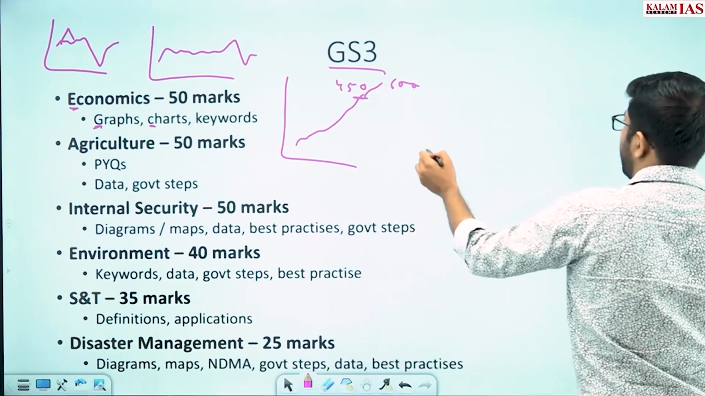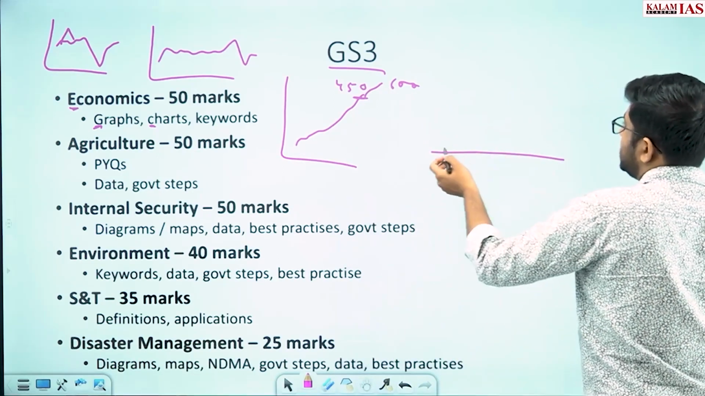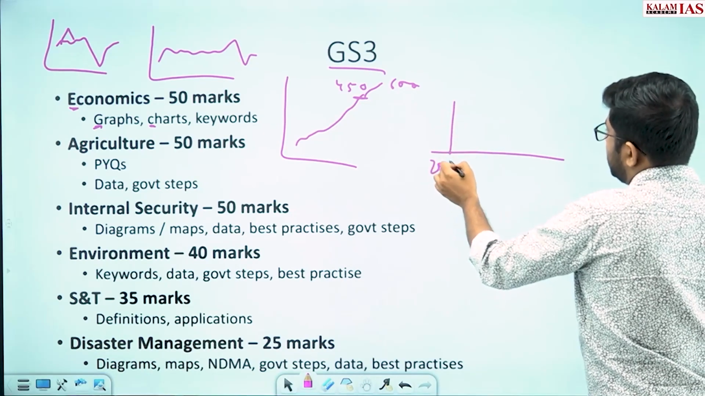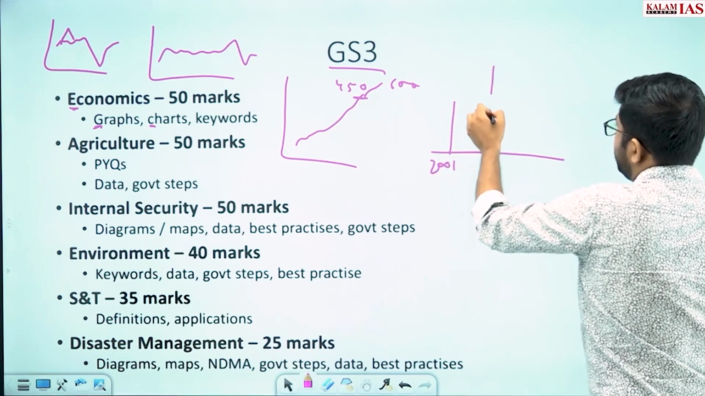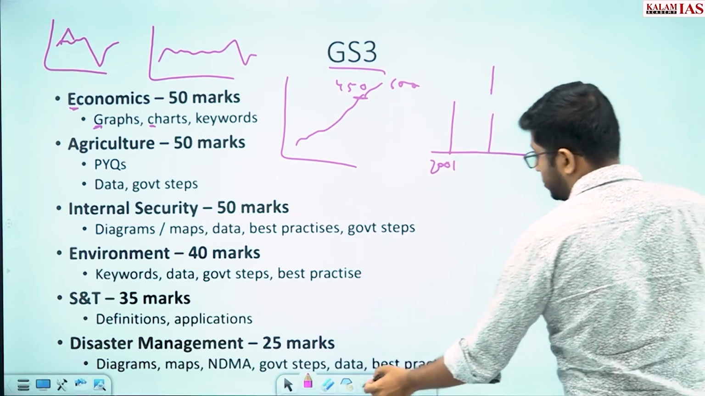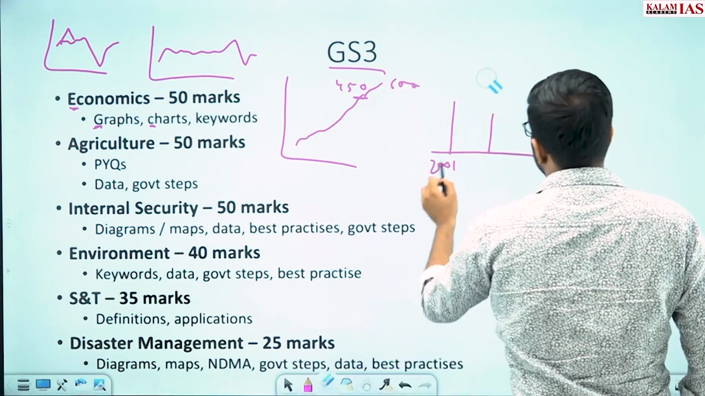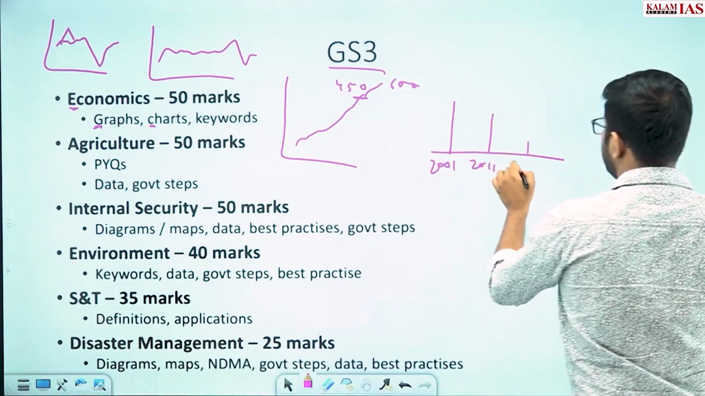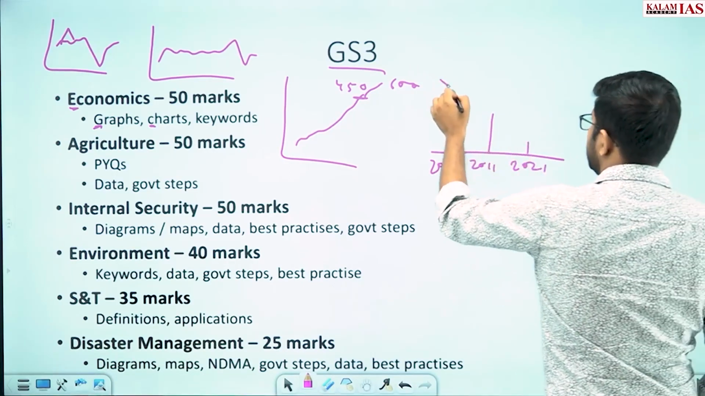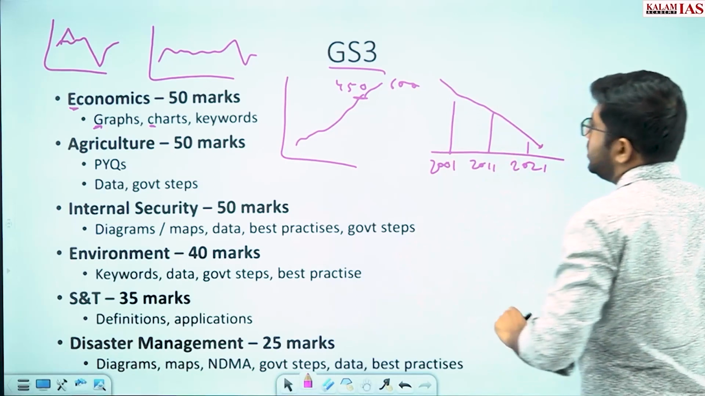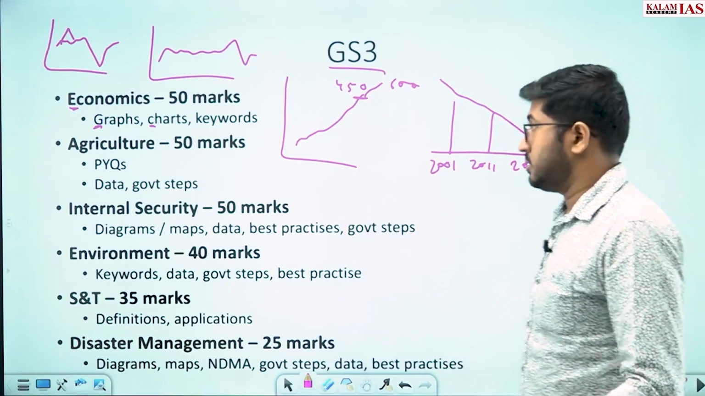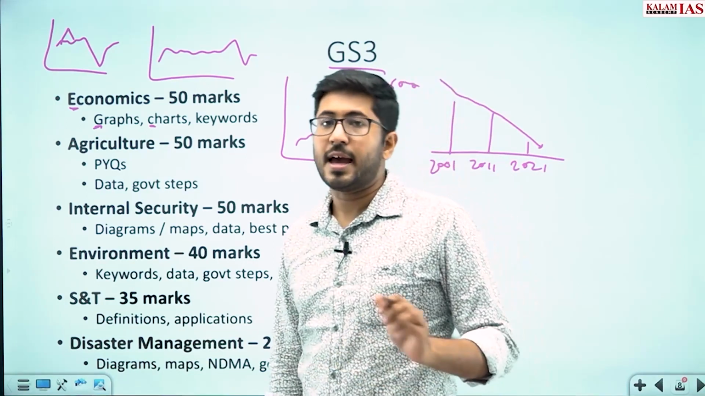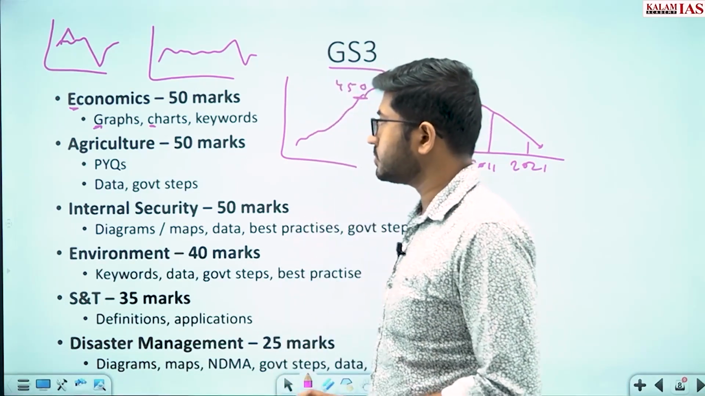You can also draw bar graphs. Suppose question is of inclusive growth, the number of poor people say in 2001, the number of poor people in 2011 and number of poor people in 2021. So that way you can show a decreasing trend. So graphs are very important. Try to be innovative and try to make as many graphs as possible.